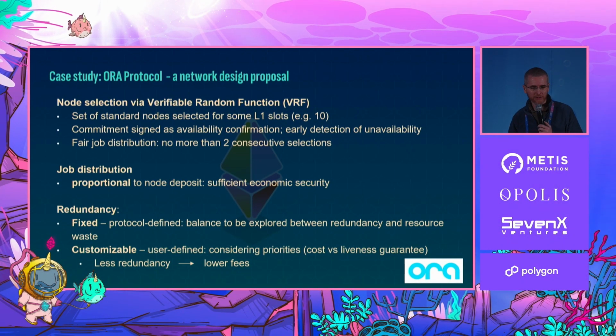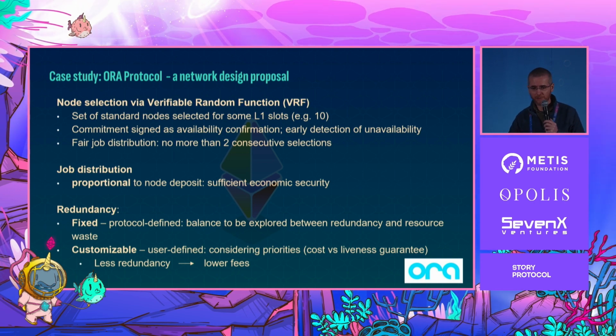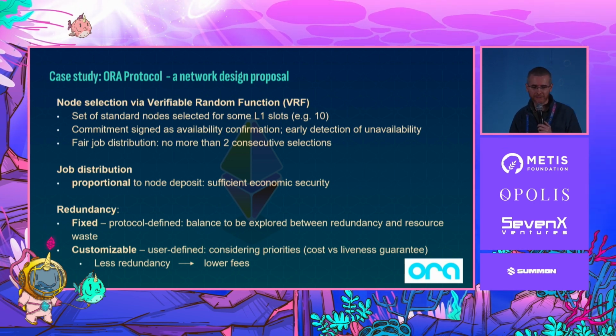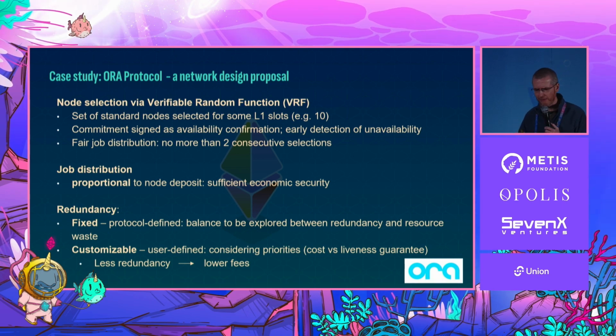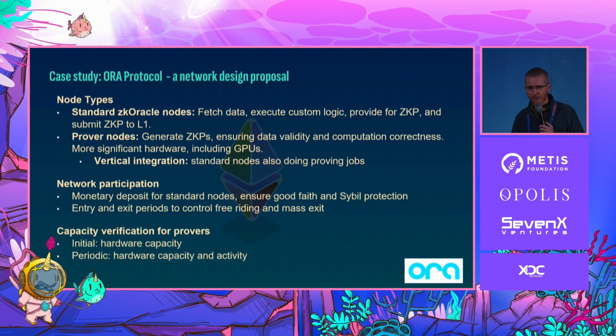Or there could be customizable, user-defined redundancy. They could consider their priorities, whether it's costs or liveness. Less redundancy would mean lower fees; higher redundancy, obviously higher liveness guarantees, but also higher fees. So these types of things are, I think, very important as well, and hence part of my proposal for Aura protocol.